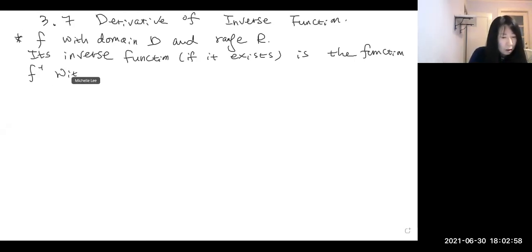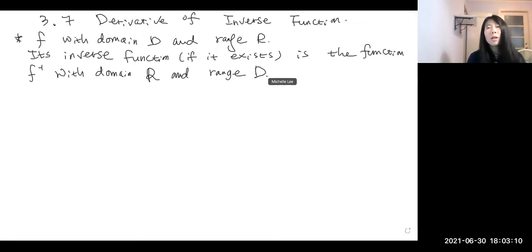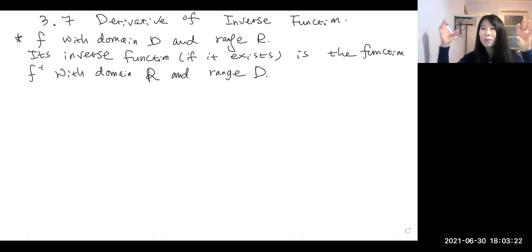With domain R and range D. This means if we have an inverse function, then they swap. So the domain of f will be the range of the inverse function. If we have the range of f, then that will be the domain of the inverse function, right?